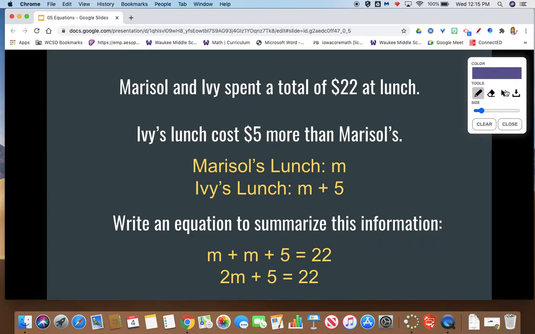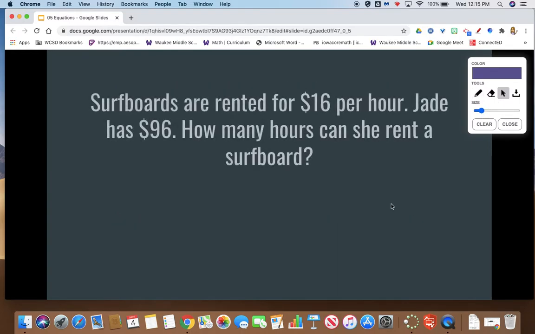All right, let's try another one. Surfboards are rented for $16 per hour. Jade has $96. How many hours can she rent a surfboard? Okay, let's think about the pieces we have and know.